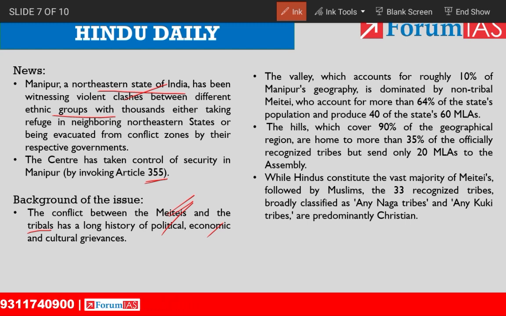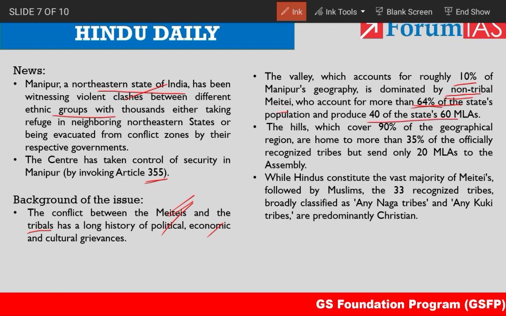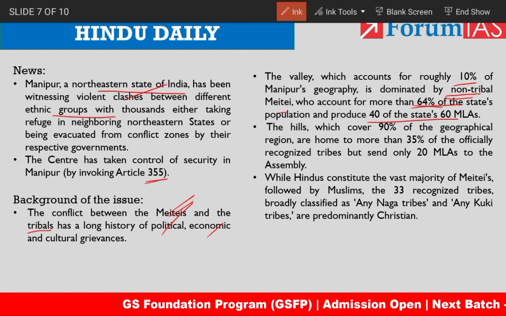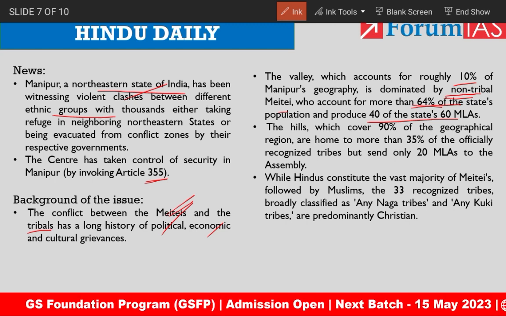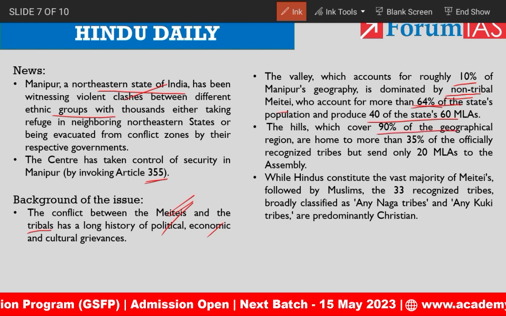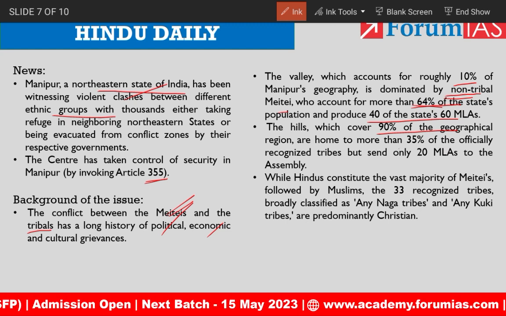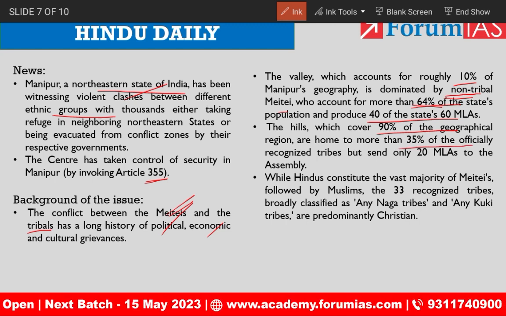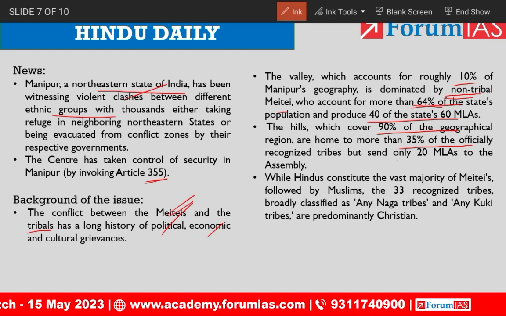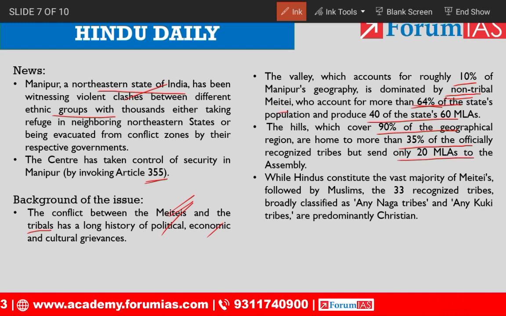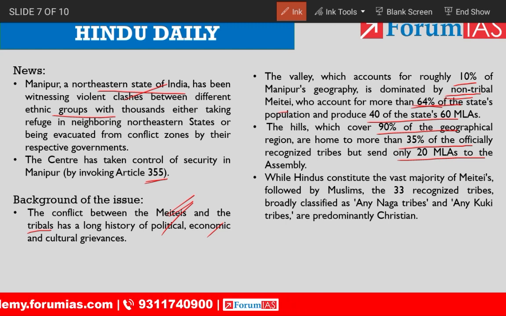So the valley is just 10% of Manipur's geography. It is dominated by non-tribal Meiteis. They are 64% of the state's population, and produce 40 of the state's 60 MLAs. So 64% of the population, but 40 of the 60 MLAs. But the hills, 90% of the state's geographical region, are home to 35% of the officially recognized tribes, but they send only 20 MLAs to the assembly. So you see there is a disproportion in the way MLAs are sent.